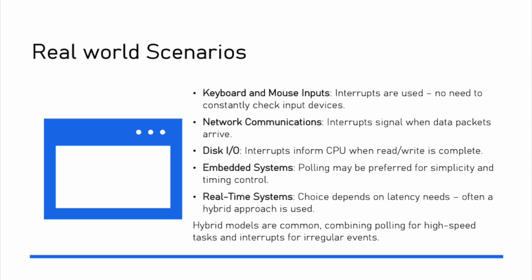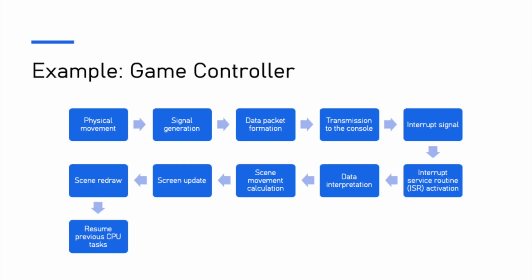But it's also possible to use polling in embedded systems and real time systems. That depends on the context. And often hybrid models are also common, combining polling for high speed tasks and interrupts for irregular events. And this is where your device or your operating system will make the decision. Now, in the exam, if you're given a scenario, you will need to read it carefully and then make the right suggestion. So let's look at an example, for example, a game controller.